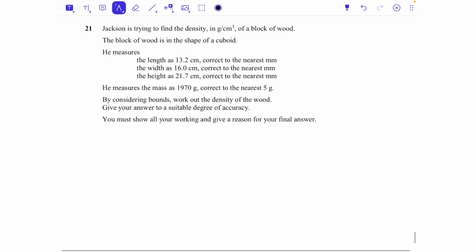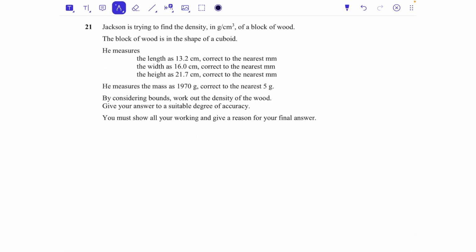Question number 21. Jackson is trying to find the density. Okay, I'm immediately going to draw my density, mass, volume triangle in grams per centimetre cubed of a block of wood. The block of wood is in the shape of a cuboid. He measures the length as 13.2, correct to the nearest millimetre, the width as 16.0, correct to the nearest millimetre, and the height as 21.7, correct to the nearest millimetre. He measures the mass as 1,970, correct to the nearest 5 grams.